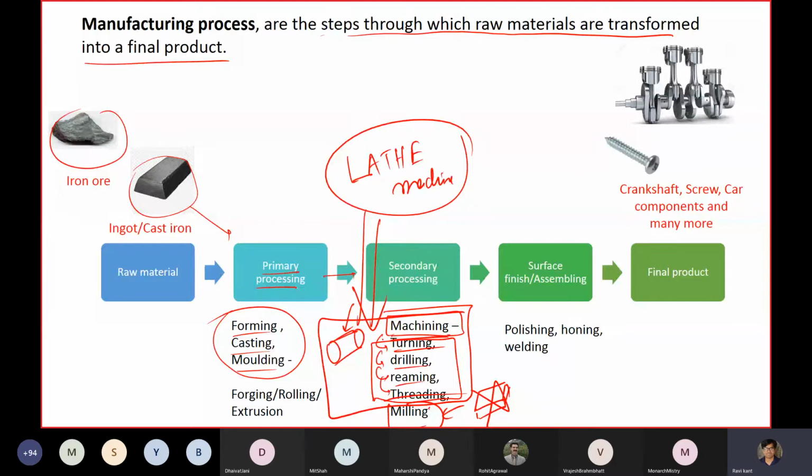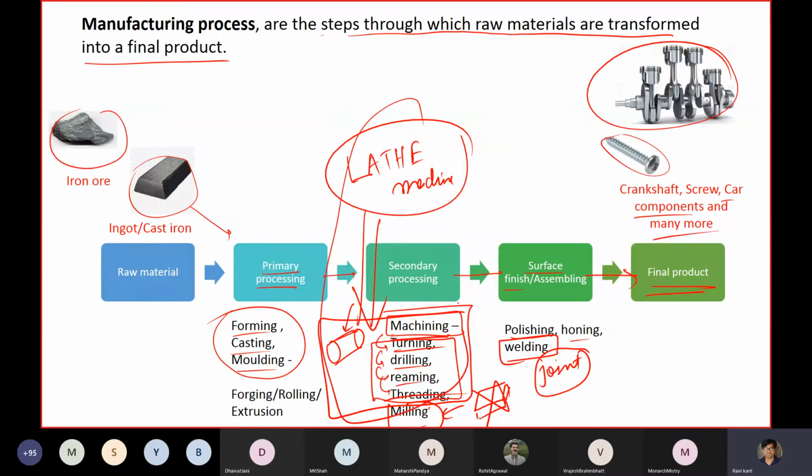Okay, after that, once things have been machined, it undergoes surface finishing such as polishing, honing. Again, you may want to join two materials, so that is why welding comes into the picture. And after that, you will have some final products such as your screw, maybe your crankshaft, maybe your car components, and many more. Okay, and this is where we actually lie, and we are going to talk about this particular section. But just to give you a bird's eye view of where we lie in the manufacturing process is this one.